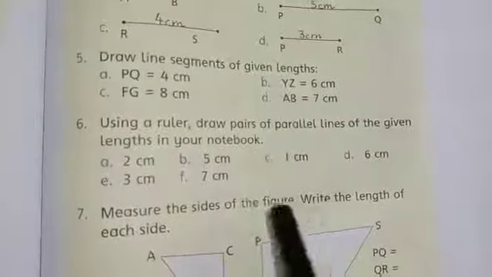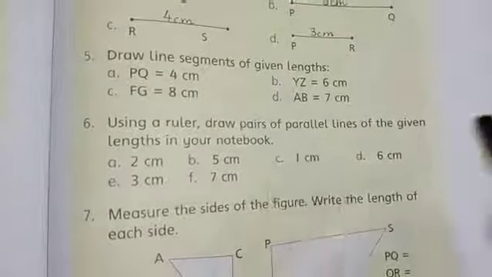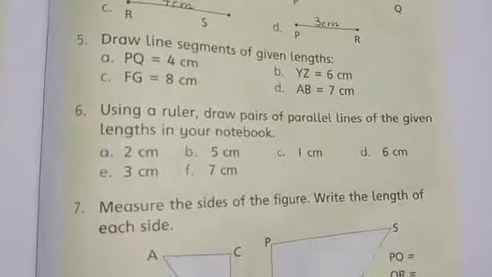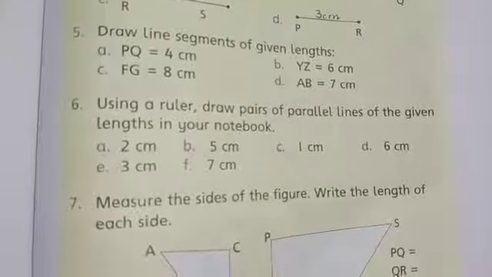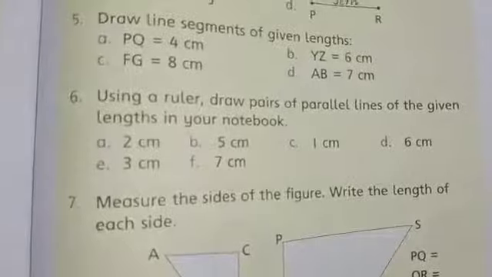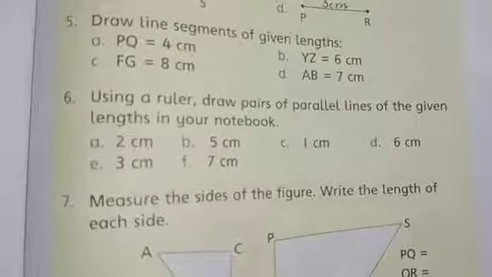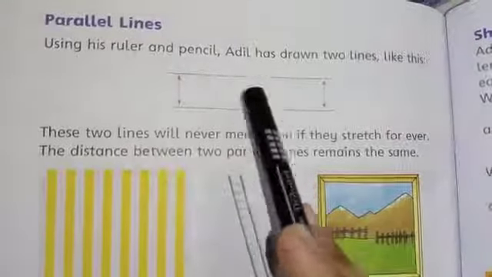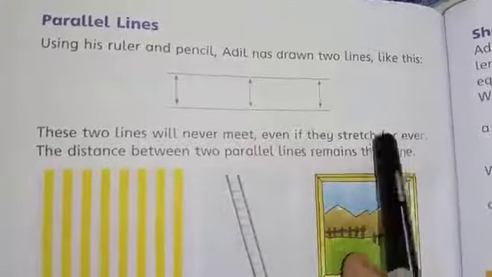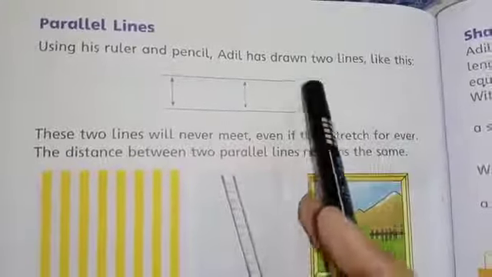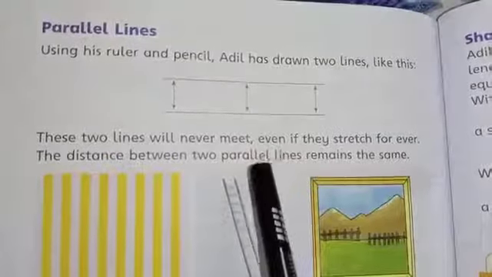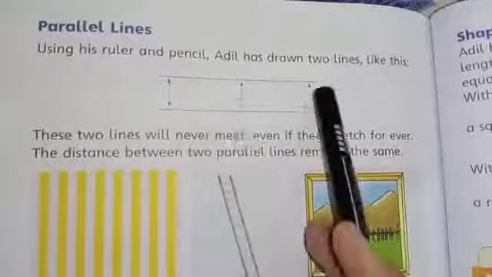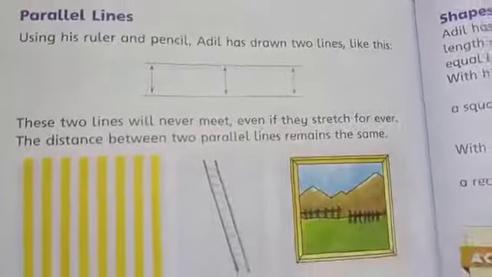First of all, do you know what parallel lines are? The lines which will never meet or cross at any point, okay? And the distance between parallel lines always remains the same. Look at these parallel lines. These 2 lines will never meet even if they stretch forever. If we draw both lines forever, they will never meet at any point, and the distance between these 2 lines always remains the same.